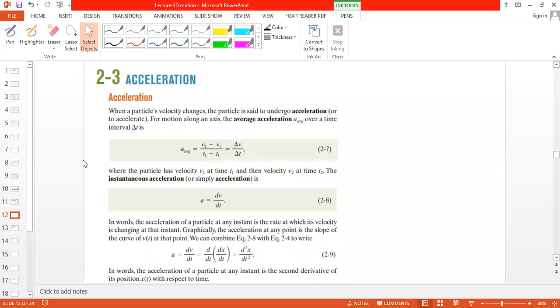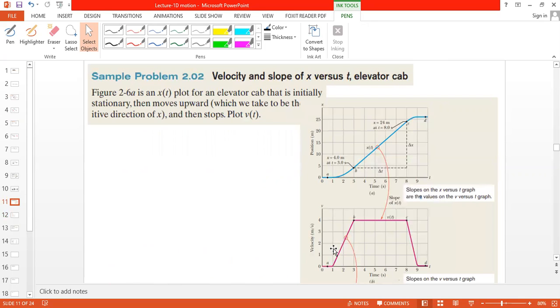Let's move back to the acceleration. If you have a look at this graph, you can see the velocity of the object was 0 here, then it starts increasing, then the velocity was constant, and then it starts decreasing. That means not only position, velocity is also changing with time.